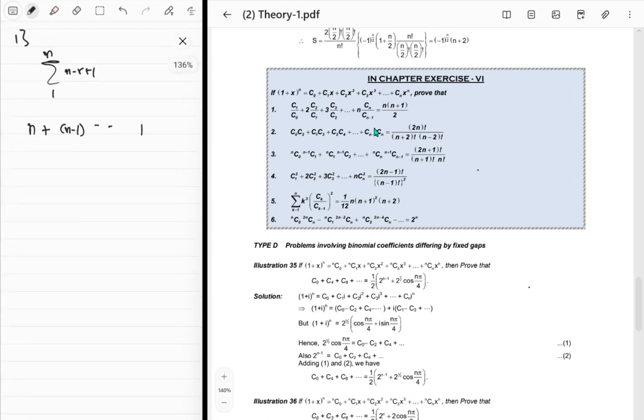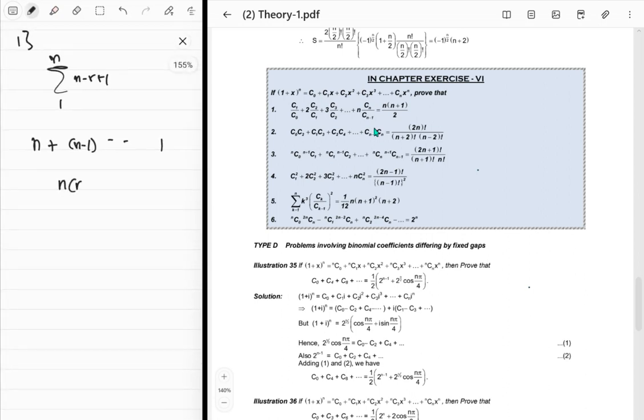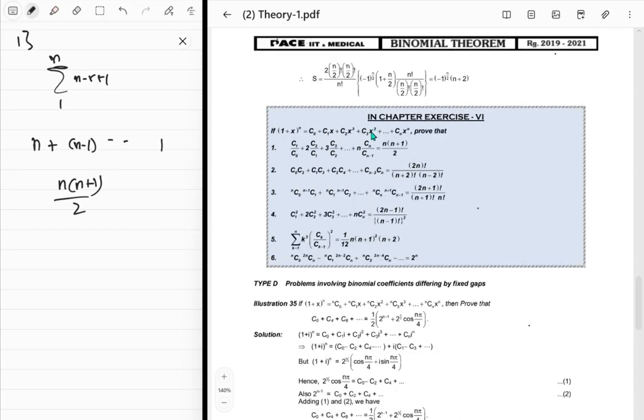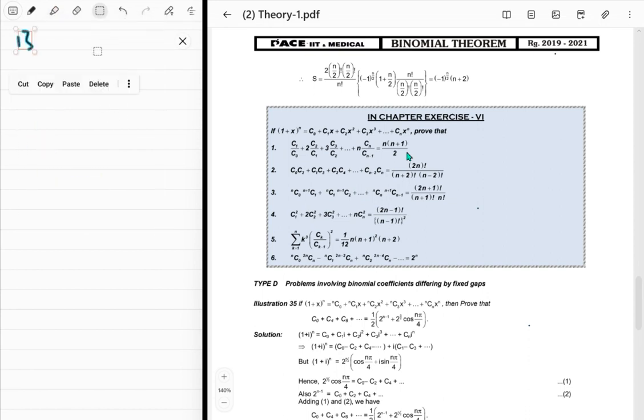So we know what this series is. It's just n into n plus 1 upon 2, the sum of the first n natural numbers, that's why this thing. So the first one is mediocre. Let's just not put these symbols, because all of these are just going to be proof questions. Let's go for the second one.